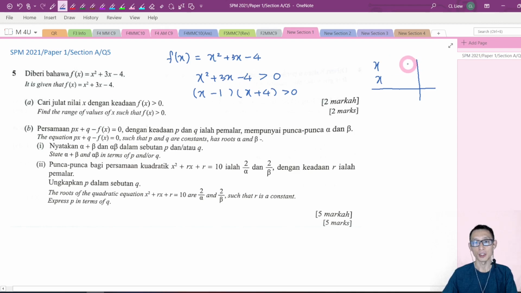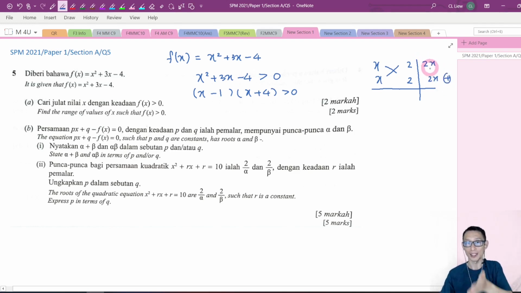So let's say if you try 2 and 2. When you do cross multiplication, you will get 2x here and 2x here. Then for this part, you need to add these two terms together. Is it possible for you to get plus 3x? No, right? It's not possible. So we know that this combination is not correct.